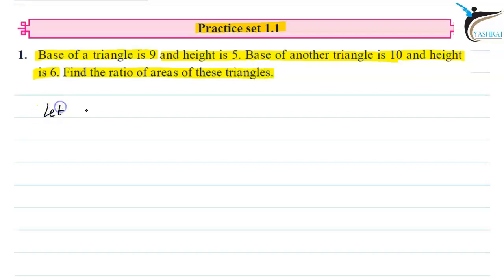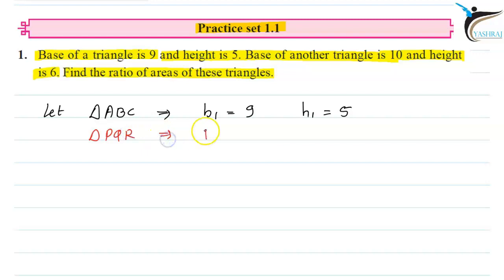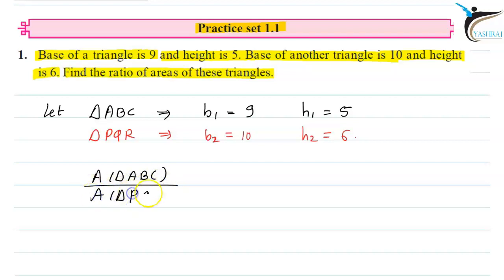So let us consider one triangle as ABC. In it we are given the base, which I would like to call B1, as 9 and the height H1 as 5. Then the next triangle we will call PQR. In triangle PQR we have the base B2 as 10 and the height H2 as 6. Now we have to find area of triangle ABC divided by area of triangle PQR.